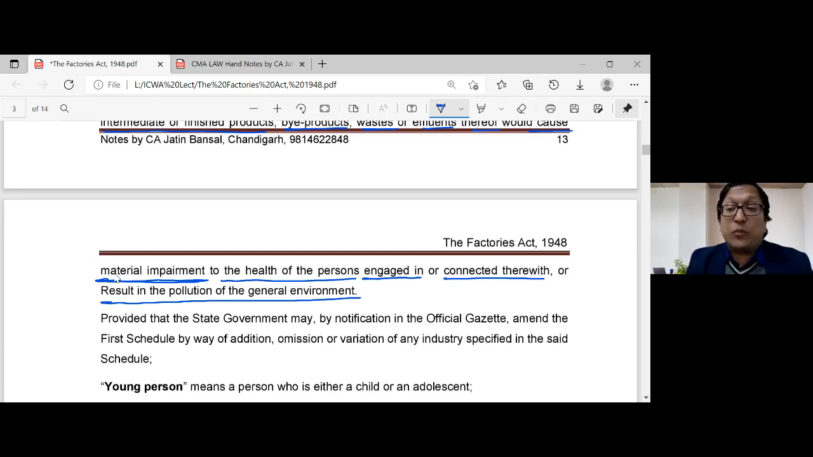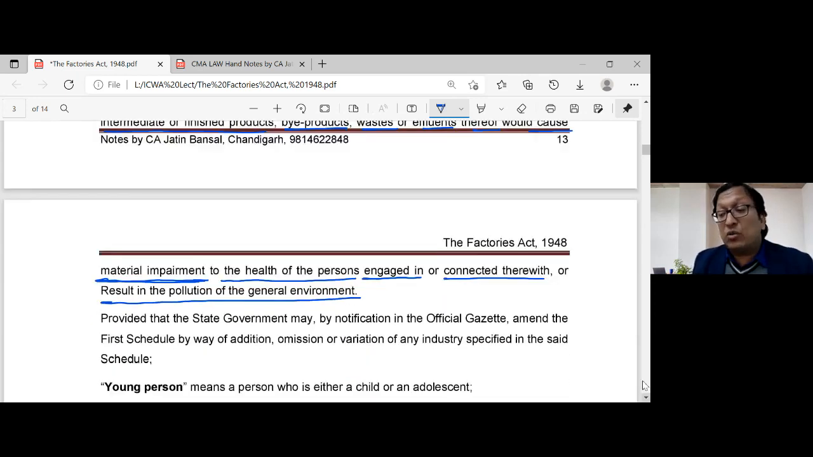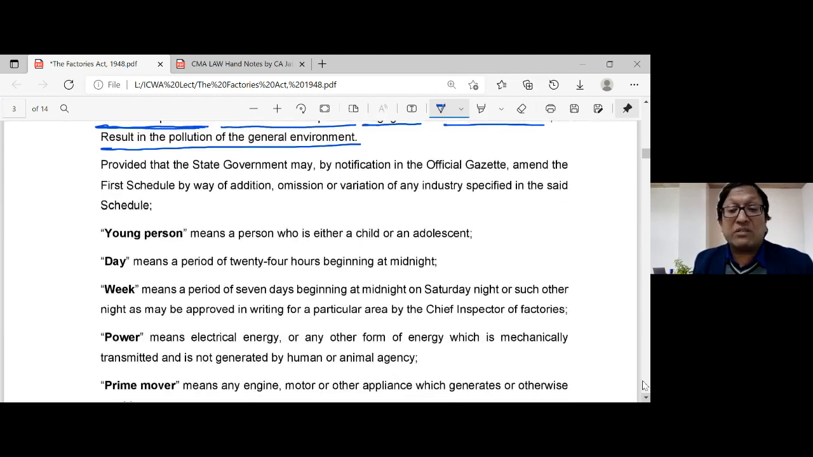So these types of processes are called hazardous processes. So we can't employ children. You can't employ children in hazardous processes, or women and children in certain processes. There are rules for that.